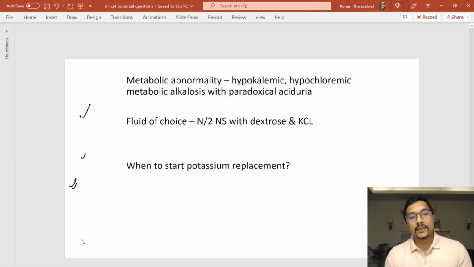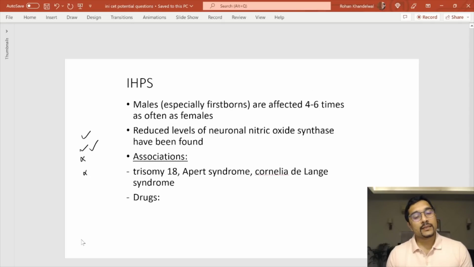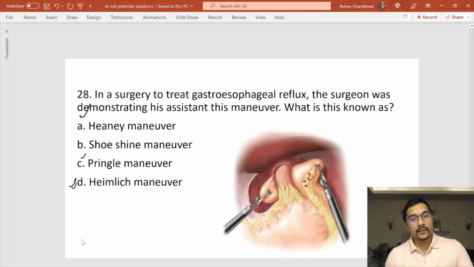The fluid of choice is N/2 normal saline with dextrose plus KCl. KCl is added when the kidney function test is normal. Like I've said, this is usually seen in the firstborn male child, and reduced levels of nitric oxide synthase have been implicated. Trisomy 18, Apert and Cornelia de Lange syndrome are also features.